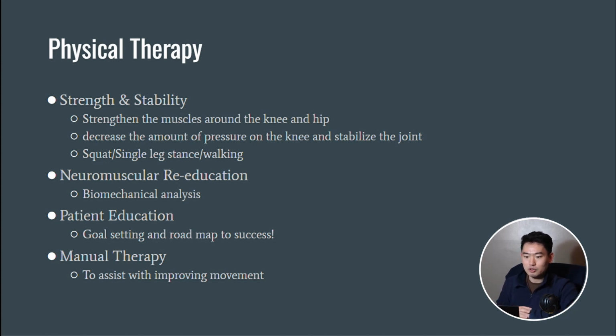And so the first ground to cover is strength and stability exercises, like we talked about in the previous slide. You want to try to strengthen the muscles around the knee and the hip, because the muscles around the hip and the pelvis itself affects everything down the chain, your knee and the ankle. And so it decreases the amount of pressure on the knee and it stabilizes the knee joint better, so that we're not putting too much loading on the knee unnecessarily.